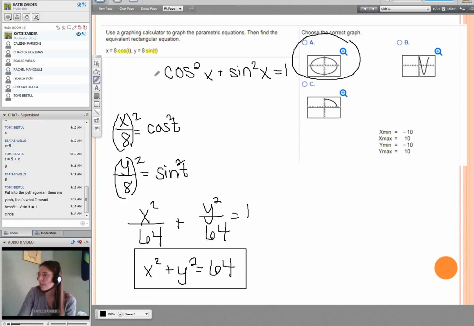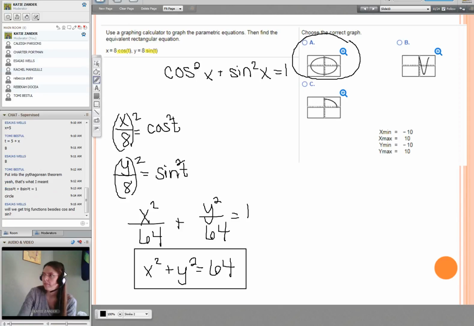All right, any questions with eliminating the parameter if we're dealing with trig functions? No, that's a great question. Will you be getting trig functions beside cosine and sine? I don't believe so. No.